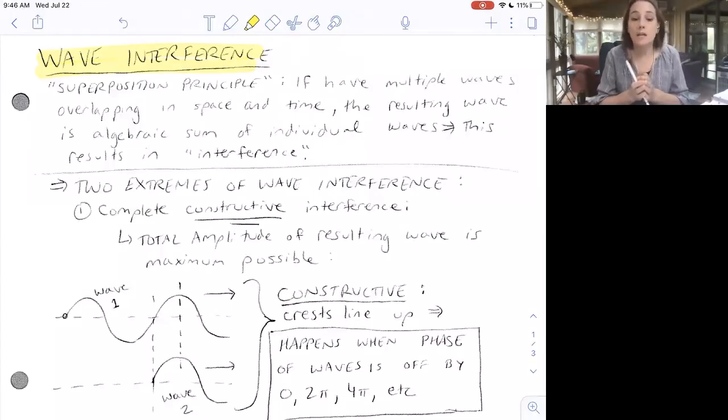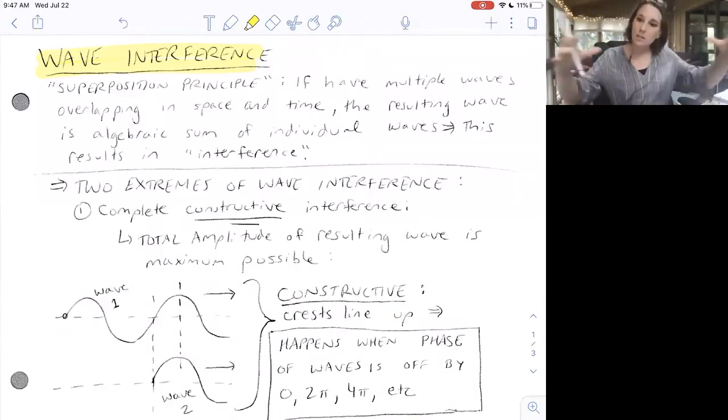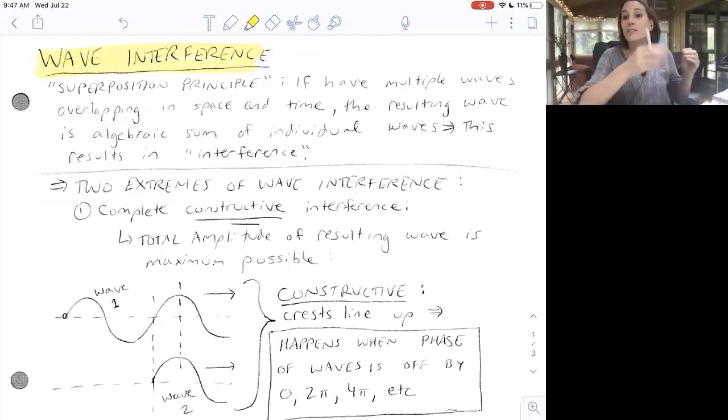Maybe that's because there's two speakers and they're overlapping in space and time. Or more likely, maybe it's because you're playing a violin and it doesn't create just a single sinusoidal wave. It creates multiple different frequencies of sinusoidal waves, and they're all overlapping in space and time.